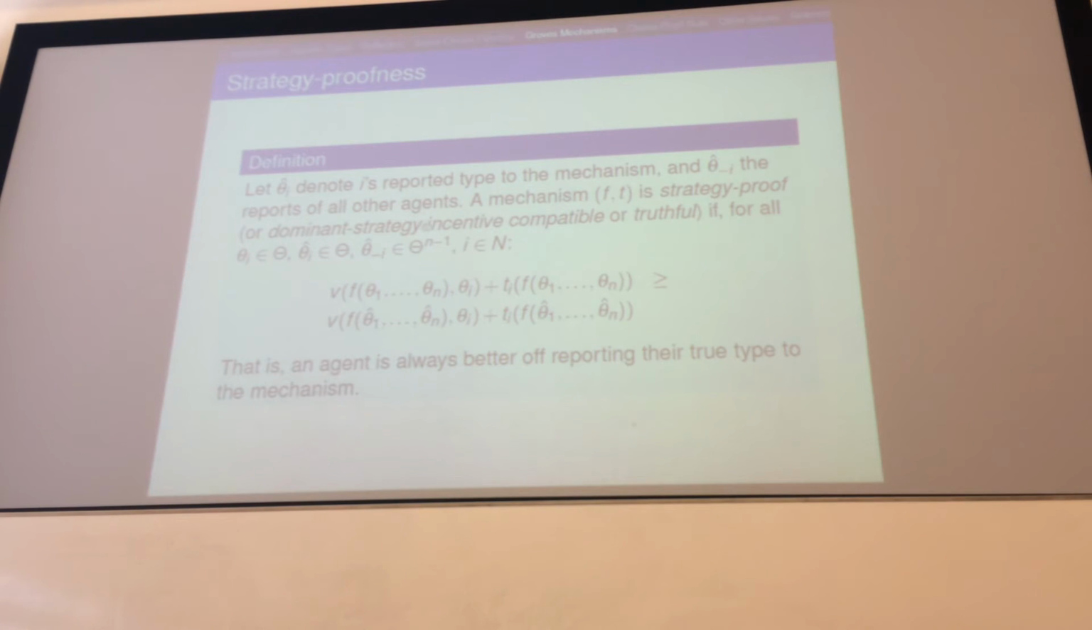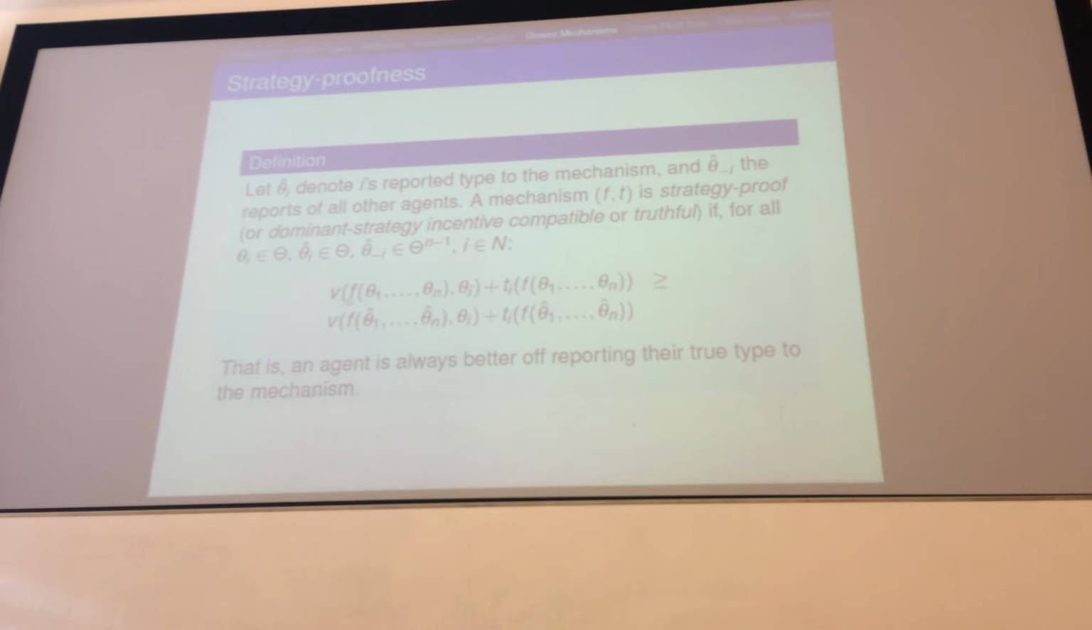A mechanism is strategy proof if for all types, for the true type theta i and the reported type theta hat i, and for any, doesn't matter what the others report, you should be better off reporting truthfully than misreporting.